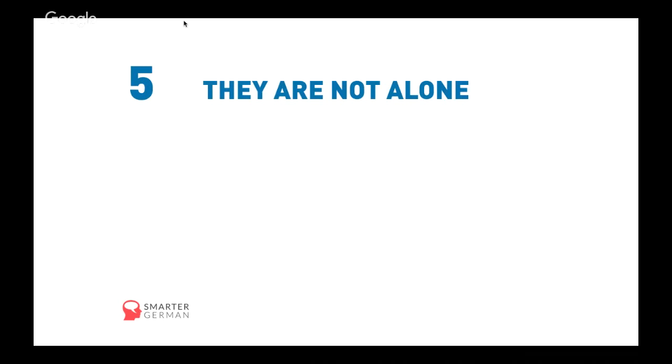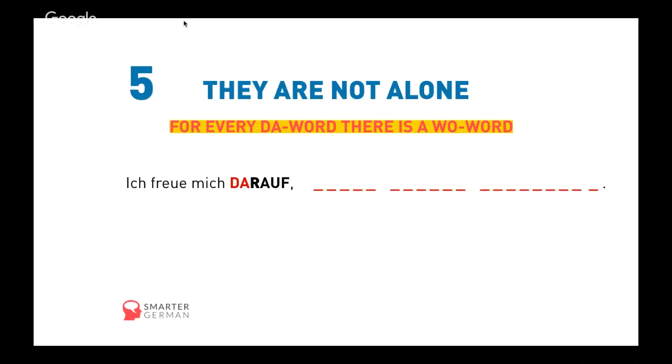Not sure whether it's good news or bad news. The da words are not alone. For every da word, a pronominal adverb, there's a wo word. Let me explain to you what that means. Let's say someone is mumbling, doesn't speak so clearly, and she says, ich freue mich darauf, mama, mama, mama. And you don't understand that. So you have to ask, what are you looking forward to? And in German, you cannot say, was auf freust du dich? You have to say, worauf freust du dich?